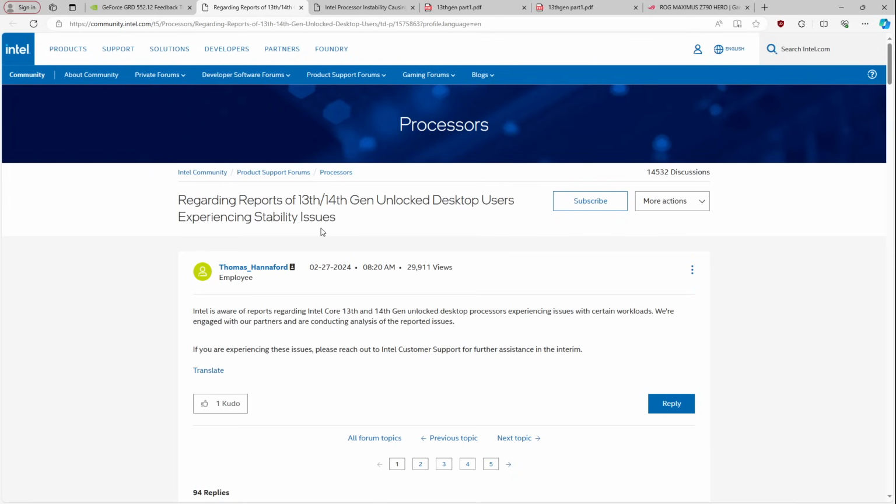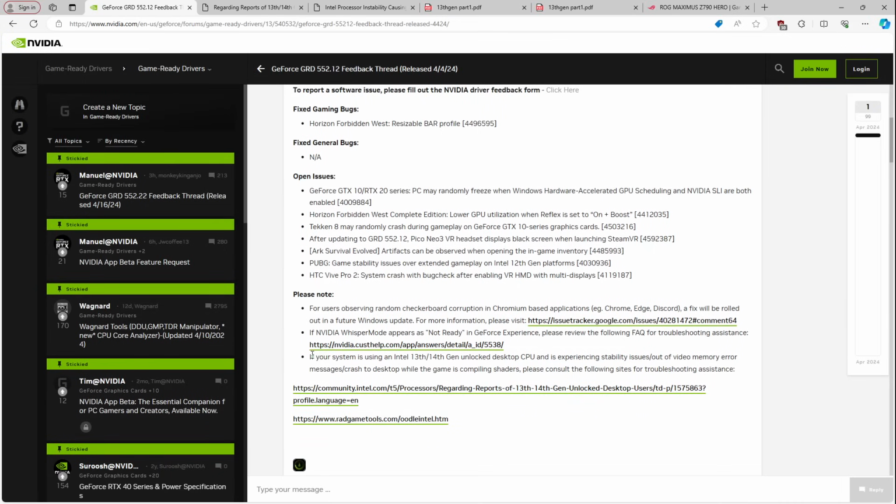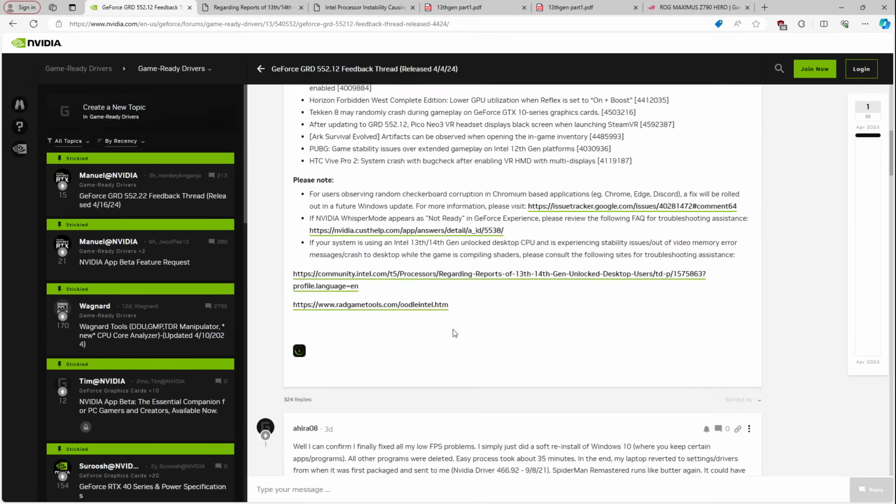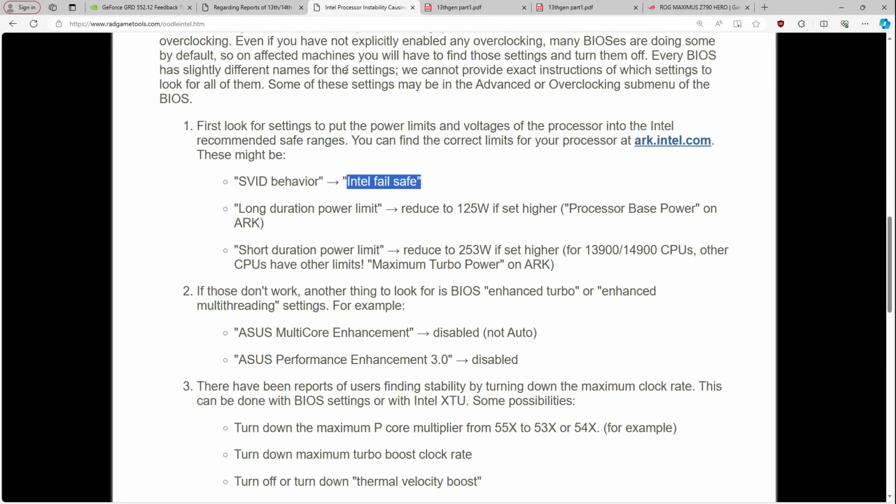This has become such a big problem that even NVIDIA is basically saying that if your system is using an Intel 13th gen or 14th gen unlocked desktop CPU and it's experiencing stability issues, out of video memory errors, or crashes to desktop while the game is compiling shaders, because shader compilation does potentially hit the CPU with 100% load, please consult the following sites. It points us to this Intel community forum post and Rad Game Tools article.